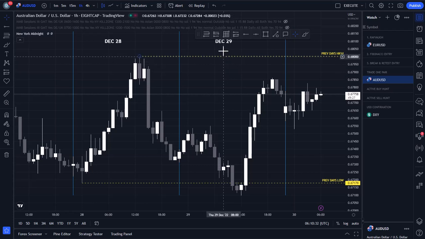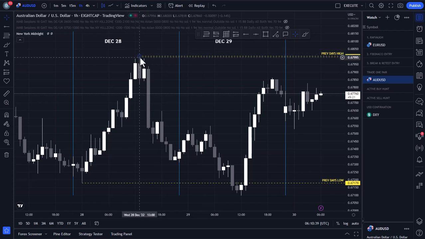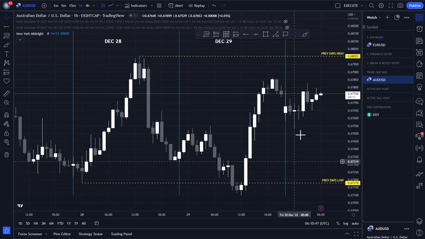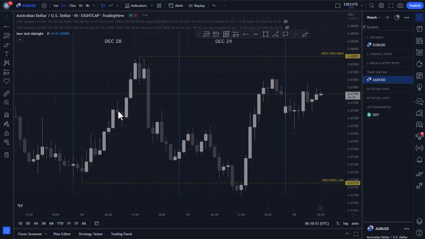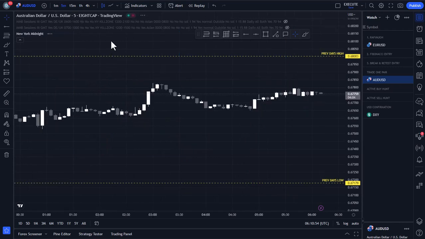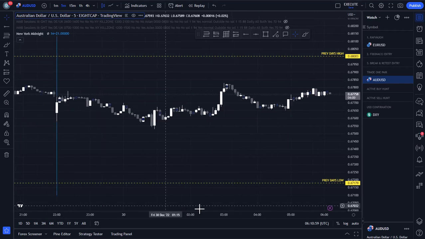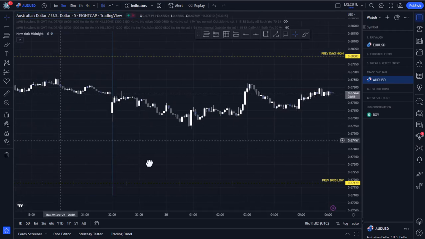Today we want to do an analysis or review of price action for December 29th. The first thing I do is delineate or mark out the highs and lows of the previous day, December 28th, high and then low. So I mark that out, and then we move straight to the 5 minute chart. That's where I look for my entries. So 29th, yes, Thursday.